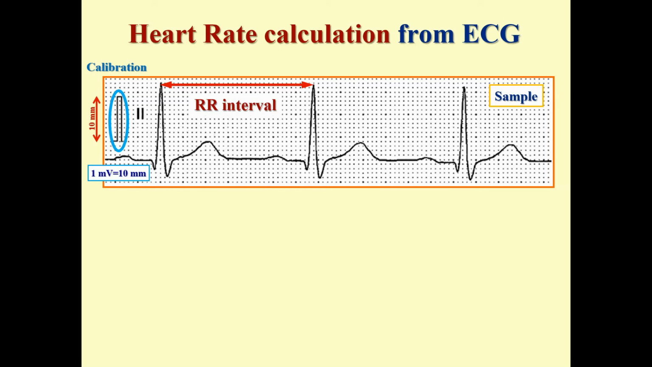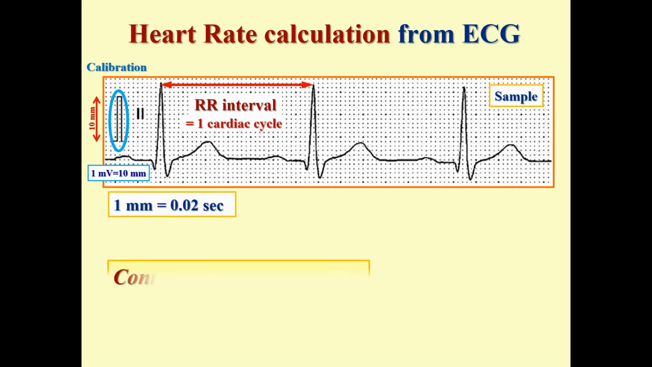They should be slightly different, for the rhythmical excitation. So it's one cardiac cycle, and then you should convert millimeters into time in seconds, and each millimeter makes 0.02 seconds, in case of movement of record at 50 millimeters per second.